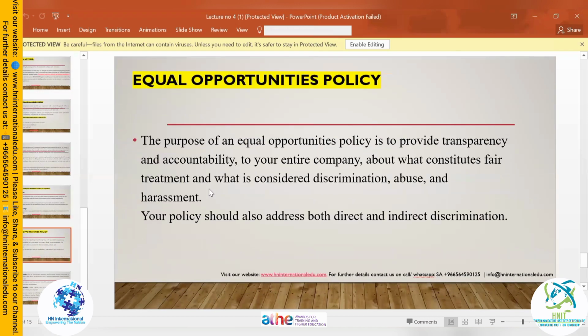So the next are equal opportunities policies. The purpose of an equal opportunities policy is to provide transparency and accountability to your entire company about what constitutes fair treatment and what is considered discrimination, abuse, and harassment. Your policy should also address both direct and indirect discrimination. So discrimination can be direct or it can be indirect, right? Every company must have policies that every employee has equal right, equal opportunity to prove themselves. Sometimes the term we use is office politics. That is discrimination and that should be eliminated.